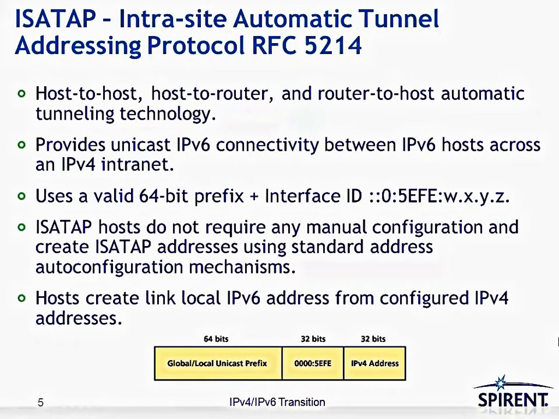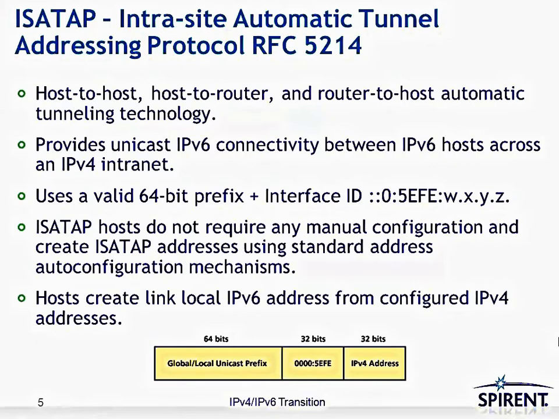ISATAP stands for Intra-Site Automatic Tunneling Addressing Protocol and is described by RFC 5214. It is a host-to-host, host-to-router, or router-to-host automatic tunneling technology, so it's always got at least one host at either end. It provides basic unicast IPv6 connectivity between IPv6 hosts across an IPv4 intranet, hence the term intra-site. ISATAP hosts do not require any manual configuration. It's automatic by the protocol stack to create ISATAP addresses using standard address configuration mechanisms.